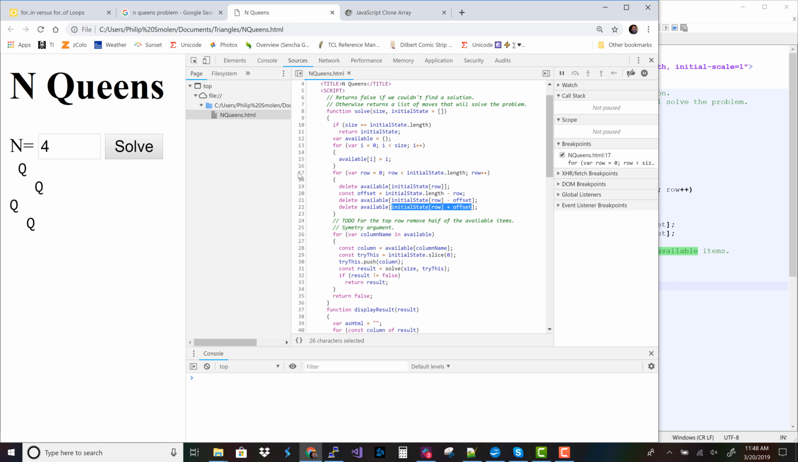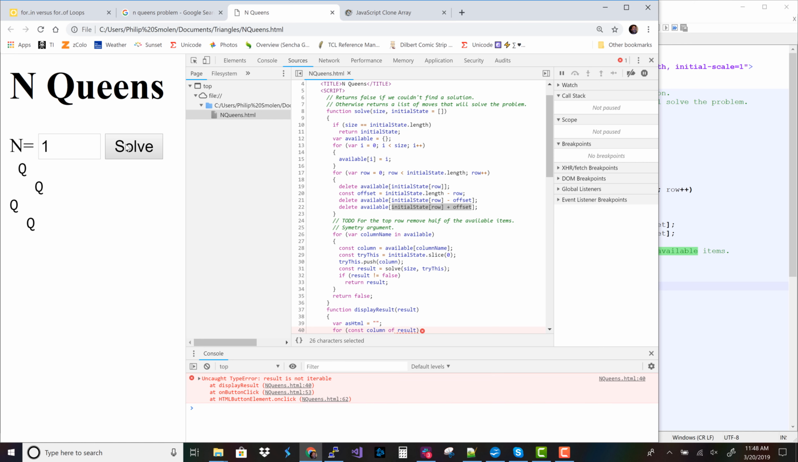All right. In fact, I'm going to be optimistic, and I'm just going to say solve. I think that worked. Well, something is wrong, but if we can't solve the one queen problem, that's a bad sign. That should be a trivial thing.